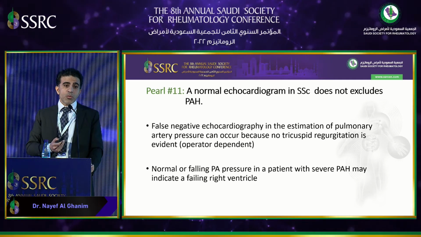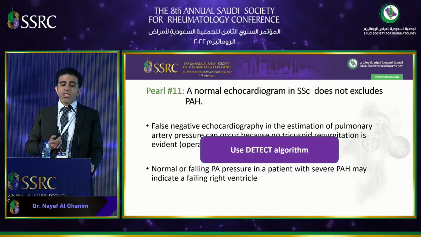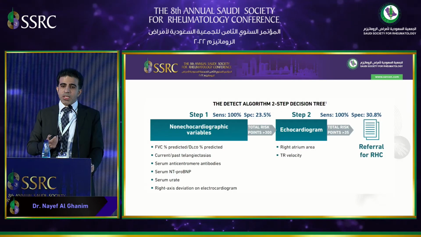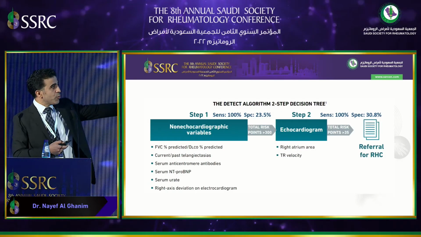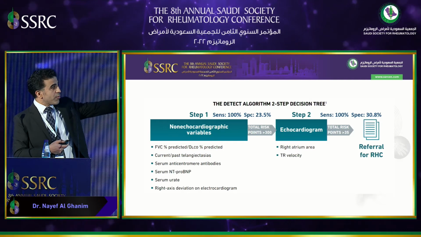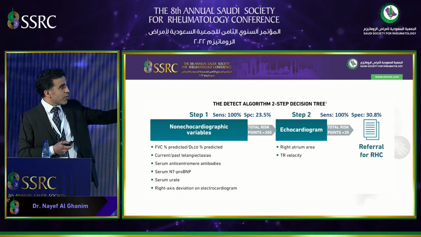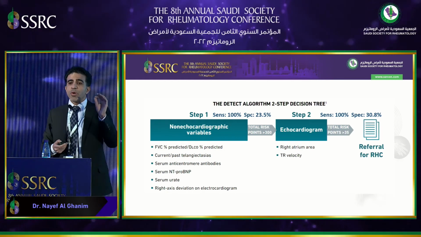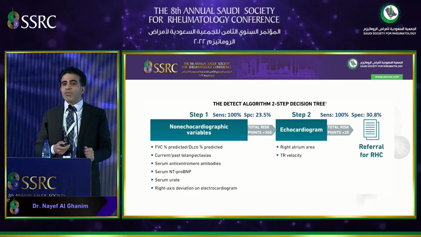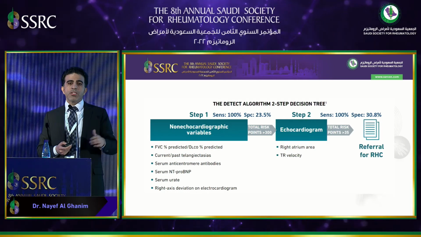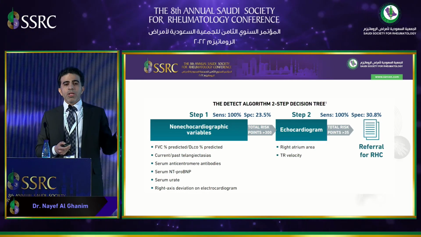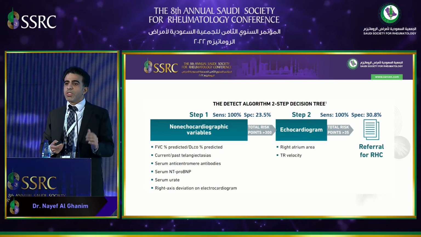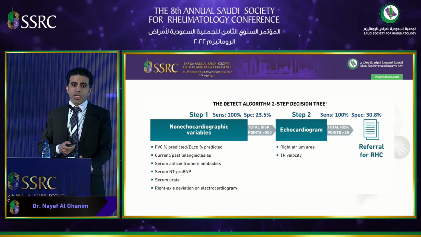So what should we do? Use the DETECT algorithm. This is the DETECT algorithm, and you can see that in step 2, they measure tricuspid velocity, and they also measure right atrium area. And both step 1 and step 2 have a sensitivity of 100%. So if you have a patient with pulmonary arterial hypertension and you use the DETECT algorithm, there is a 100% chance that you will detect that the patient has pulmonary arterial hypertension.